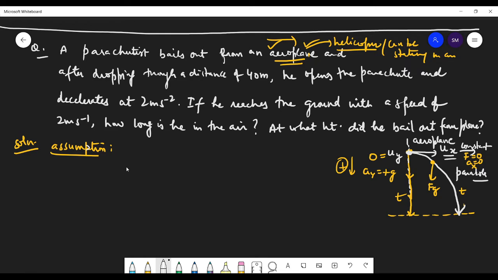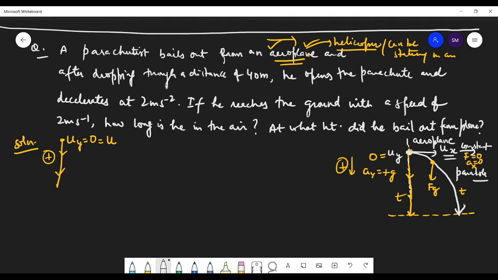So no assumption is required, because we are concerned only with the vertical motion. What the horizontal velocity of the aeroplane was doesn't matter actually, right? But we know that the initial vertical velocity was 0. And as we are studying only vertical motion, you can write u equals 0. The motion begins downward, so we are taking the downward direction as positive.